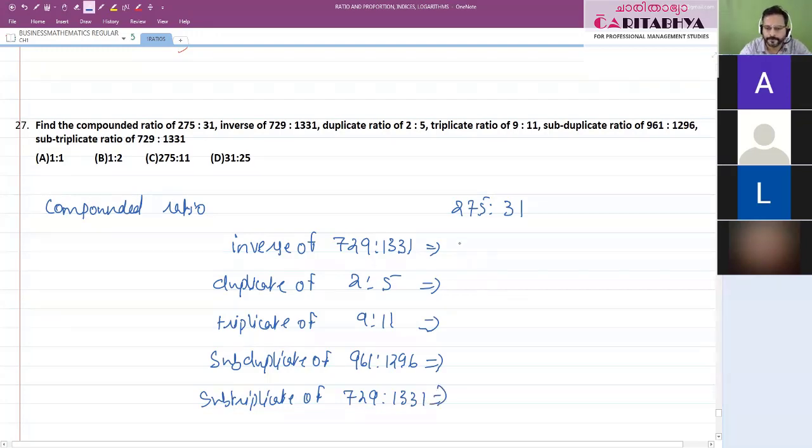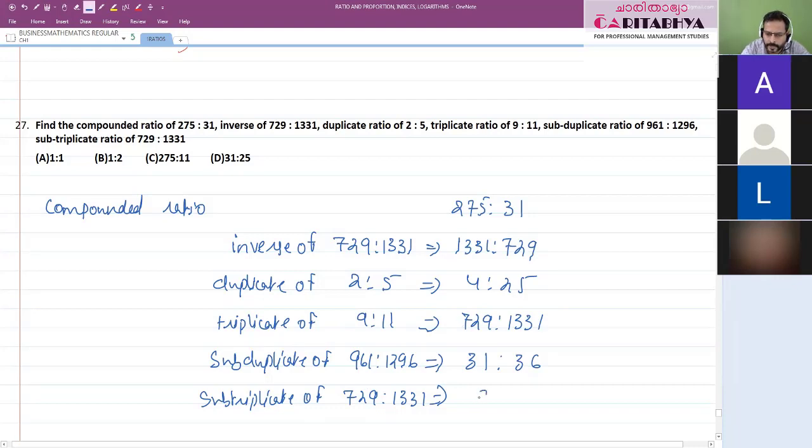So the inverse now becomes 1331:729. Duplicate is 4:25. Triplicate of 9:11 is 9 into 9 into 9, 729, to 11 into 11 into 11, 1331. Then subduplicate of 961:1296 is the square root of 961, which is 31, and the square root of 1296, which is 36. Then subtriplicate of 729:1331 is the cube root, 9 and 11.